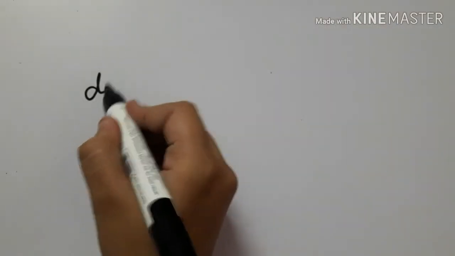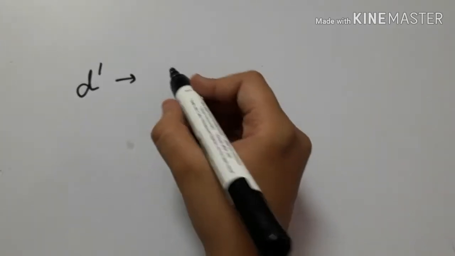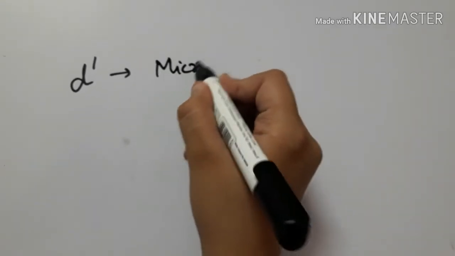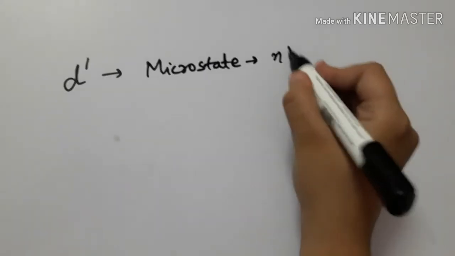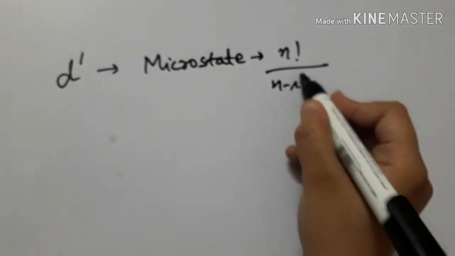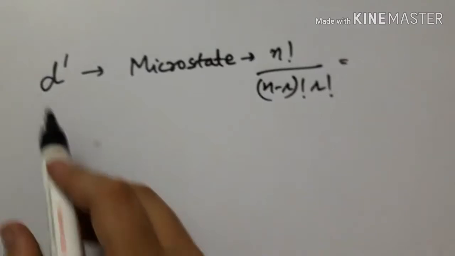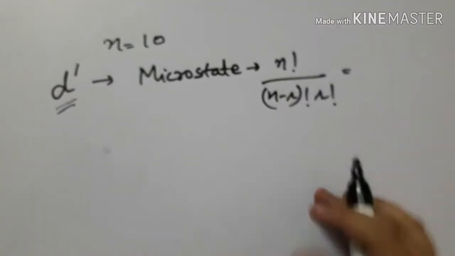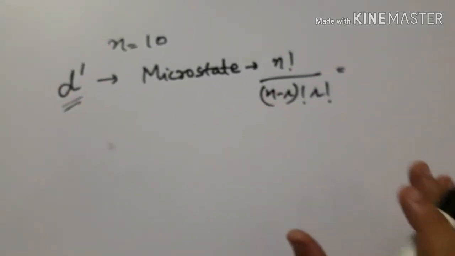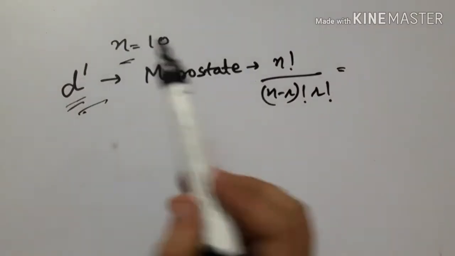Let's take the other example, that is D1. We will find its microstate as well as its term symbol. For microstate, the formula is n factorial upon (n minus r) factorial and r factorial. So here the d orbital has n equals 10, as it contains 5 orbitals and double the number of orbitals corresponds to n.